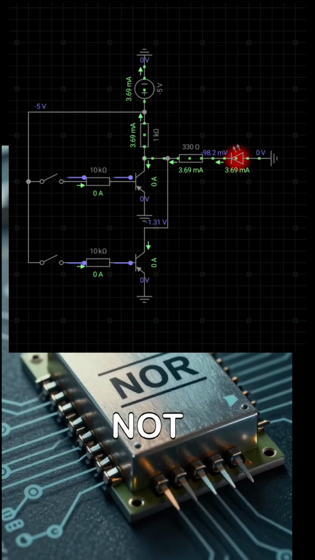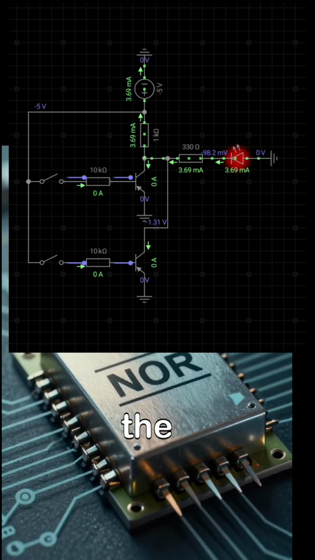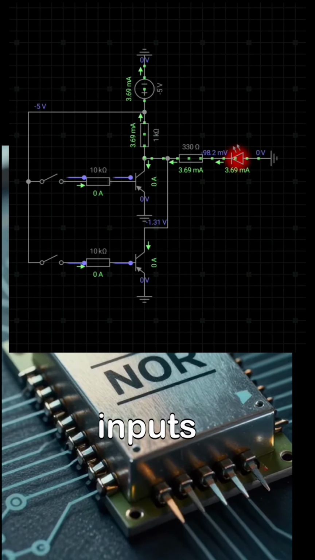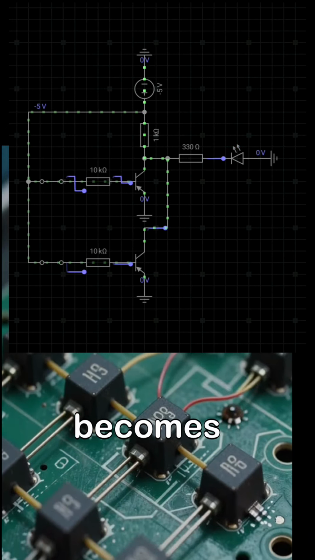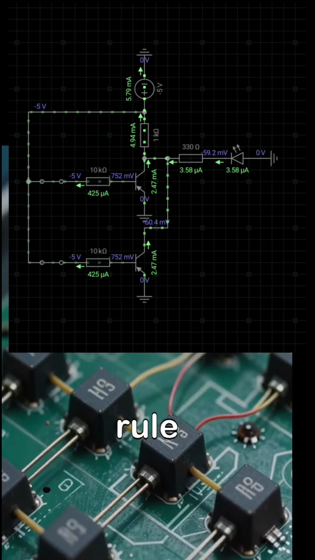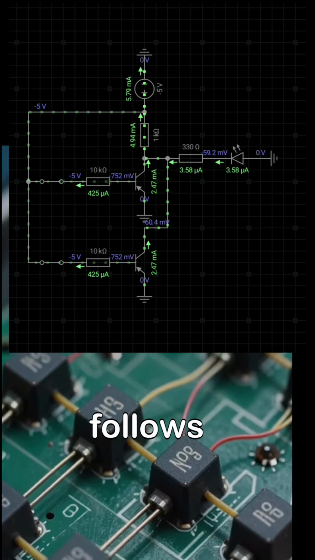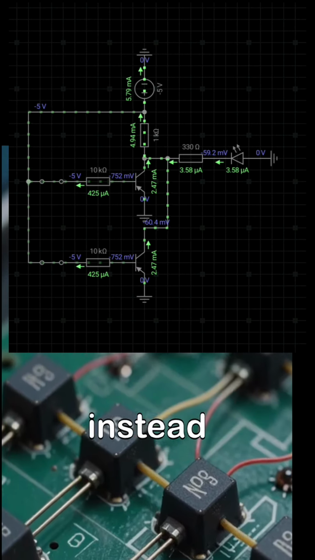A NOR gate means not OR. This means the output becomes high only when all inputs are low. If even one input becomes high, the output immediately becomes low. That is the basic rule of a NOR gate, and this circuit follows that rule using transistors instead of digital ICs.